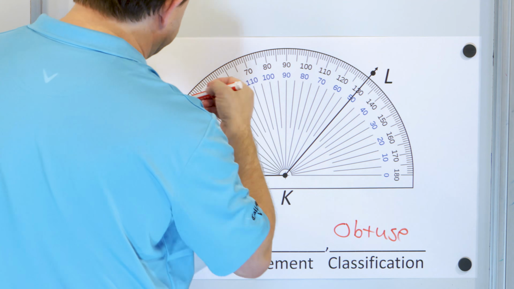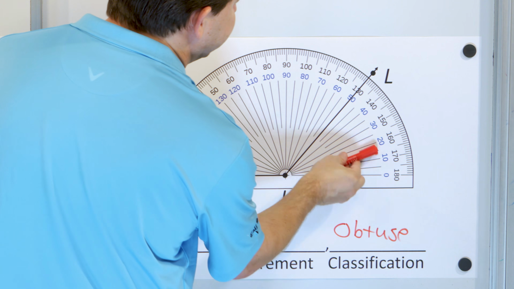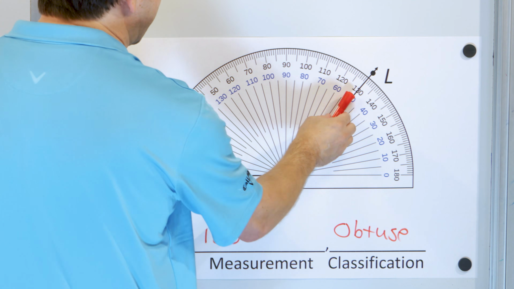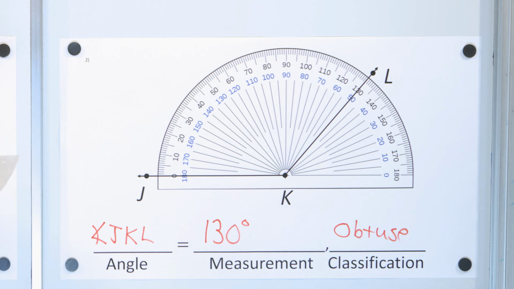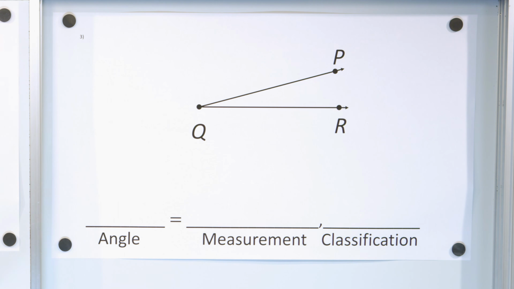Now, what would be this 50-degree angle measure? That would be if I wanted to know the angle from here to this 0 point, it would be 50 degrees. That's why the blue numbers are there. So we ignore that and we write down 130 degrees. And of course, it's an obtuse angle. All right, let's move on to the next problem here.